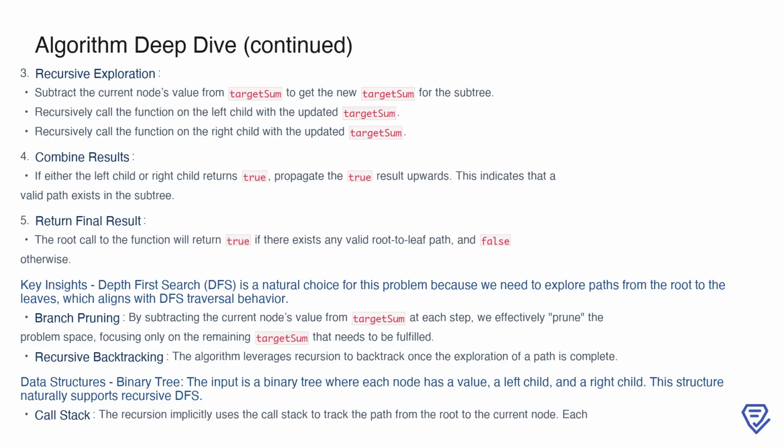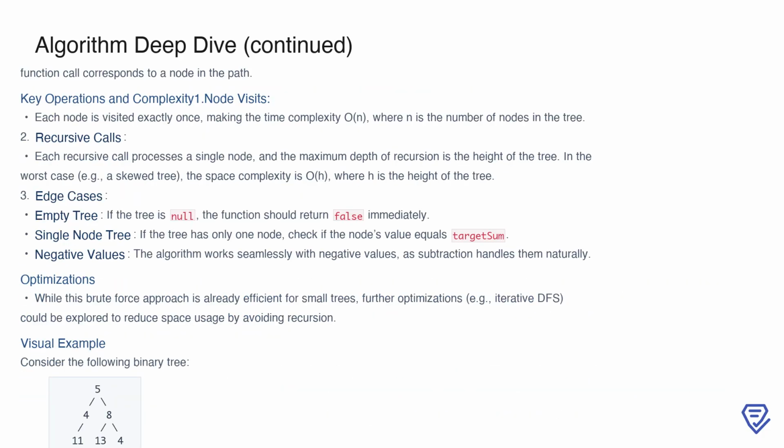The binary tree structure supports this approach seamlessly, and the call stack provides a way to track the traversal path without needing additional data structures. Each function call corresponds to a single node, and every node is visited exactly once during the traversal. This makes the time complexity of the algorithm O(n), where n is the total number of nodes in the tree.